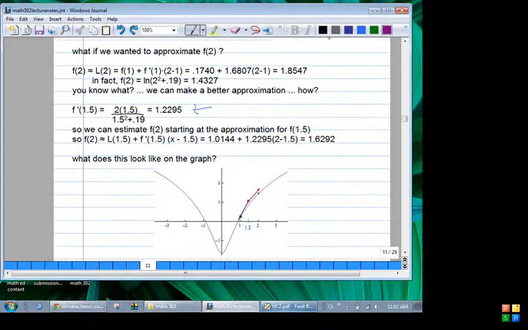So we used the point we already found with the new slope? Yes. Okay. All right.